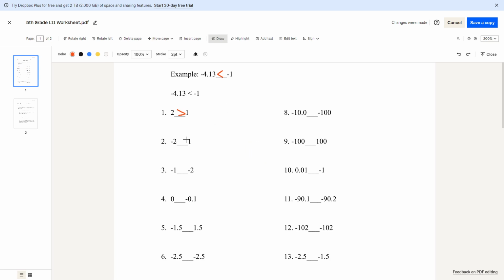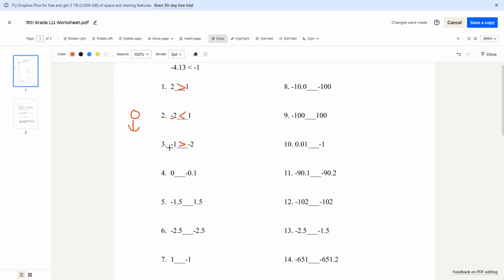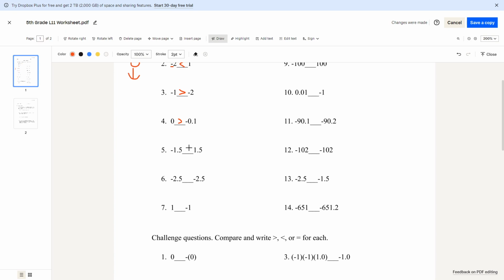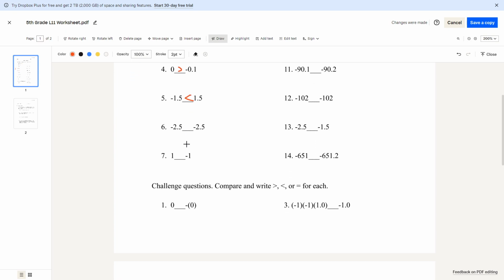Negative 2 and 1. 1 is the greater number because negative 2 is a negative number, which means it's below 0. Negative 1 and negative 2. Negative 1 is greater. Same reason, they're both below 0, but negative 1 is closer to 0, making it greater. 0 and negative 0.1. 0 is greater. Negative 1.5 and 1.5. 1.5 is greater.